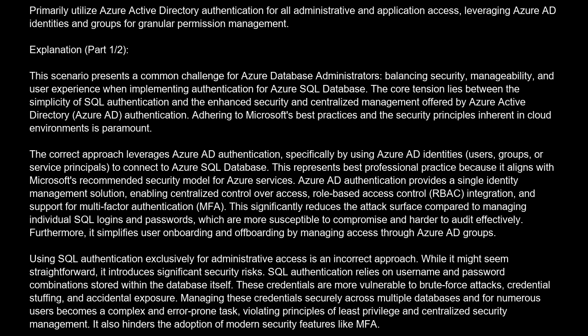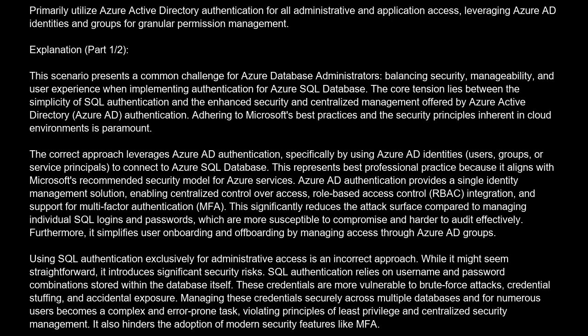SQL authentication relies on username and password combinations stored within the database itself. These credentials are more vulnerable to brute force attacks, credential stuffing, and accidental exposure. Managing these credentials securely across multiple databases and for numerous users becomes a complex and error-prone task, violating principles of least privilege and centralized security management. It also hinders the adoption of modern security features like MFA.